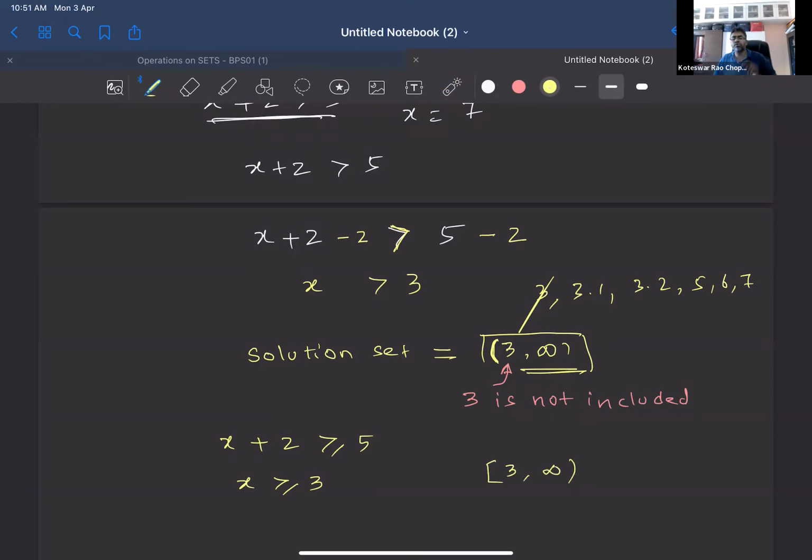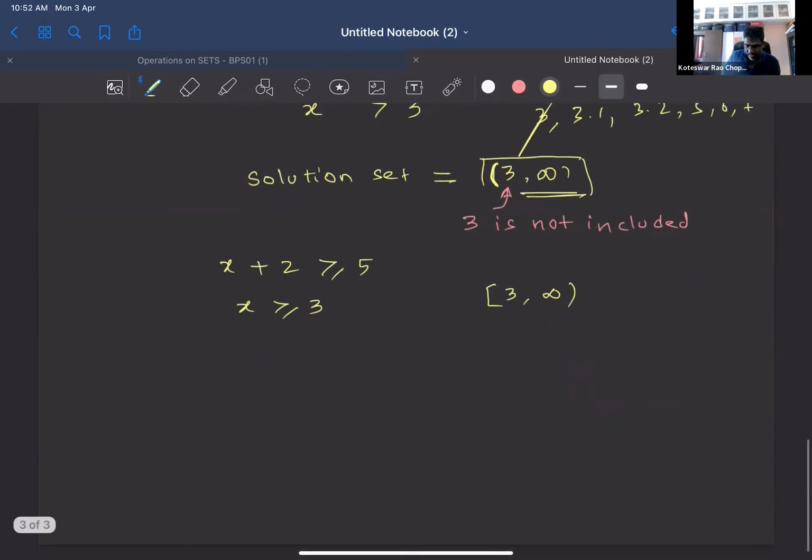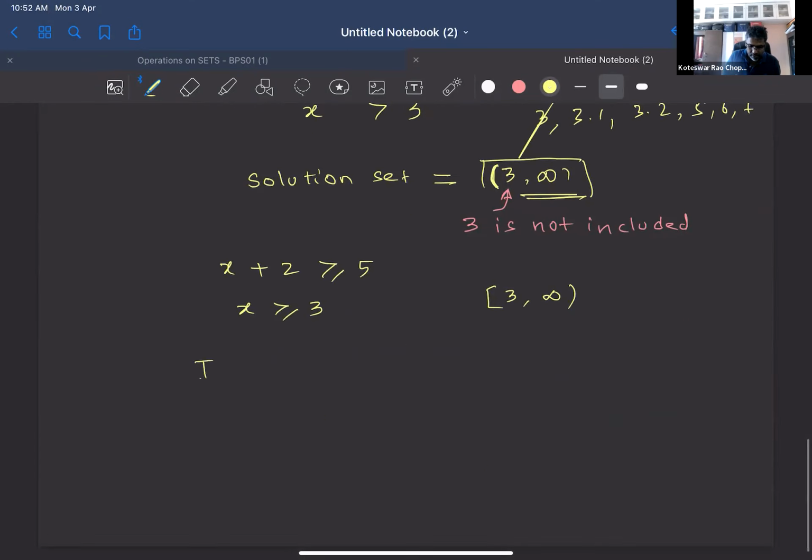But if you are writing infinity, either plus infinity or minus infinity, you'll always place the open bracket, the normal one. Are you okay here? Yes. So this is the advantage of using intervals. Now you need to understand that intervals are sets. I hope you get that idea. An interval is a set of real numbers.